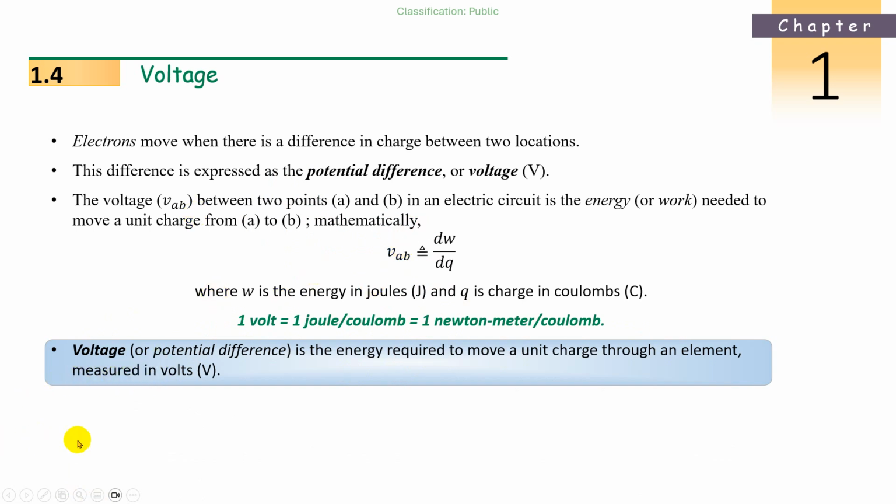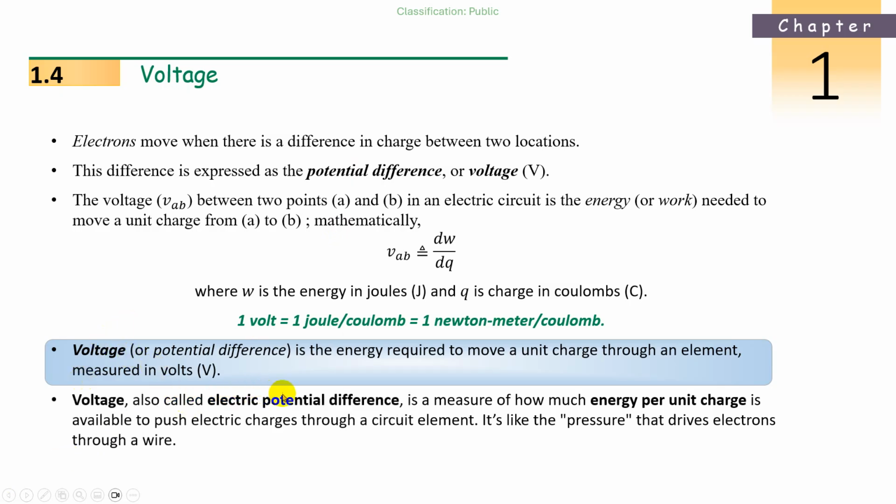So there are many simple definitions, any one you can use. First definition, second, third, whichever you understand well, you write that one. I think this one is very simple: voltage or potential difference is the amount of energy required to move a unit charge through an element. The element may be any material. Measured in volts.